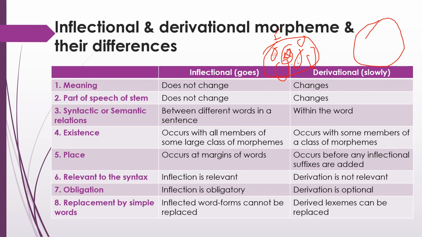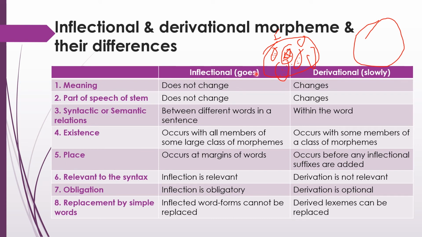So the place where we can find inflectional morphemes: it occurs at the margins of words, at the boundary line. You can say that at the margins of words we have inflectional morphemes. So for example, at the last part, that's why it is a morpheme.